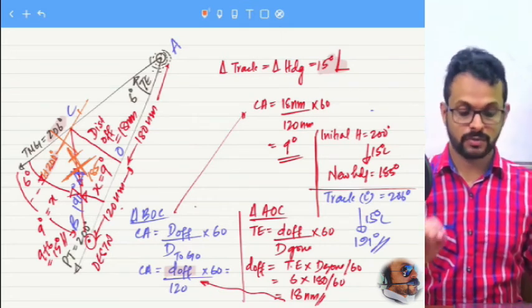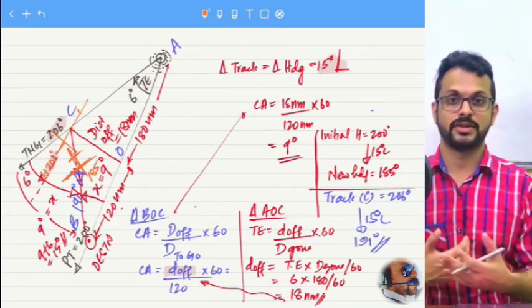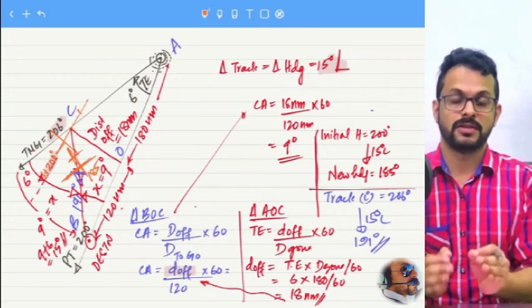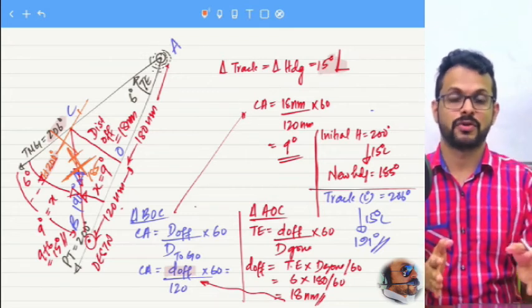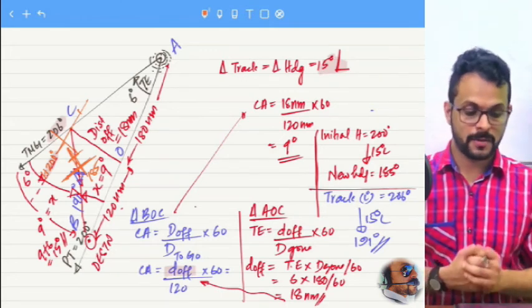All right, perfect. So we have found out the new track as well as the new heading. Remember, track change is equal to heading change. And it's also important to understand that if you maintain your heading constant and equal to your planned track, your track error is going to be your drift. Perfect. All right. That's it.